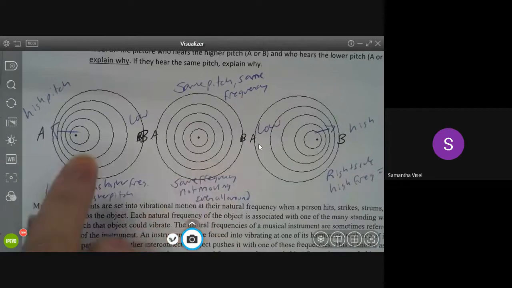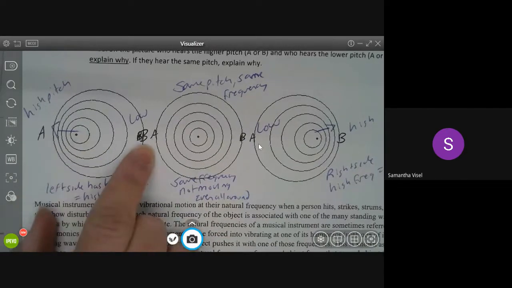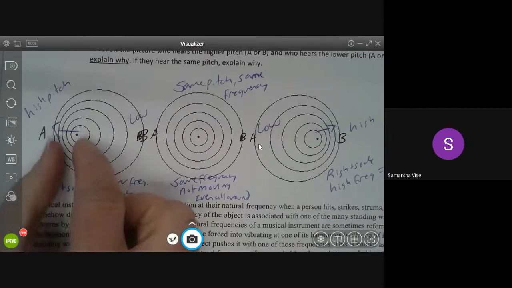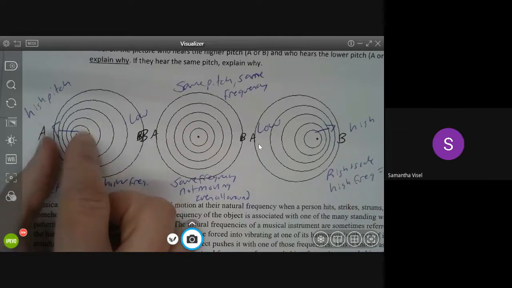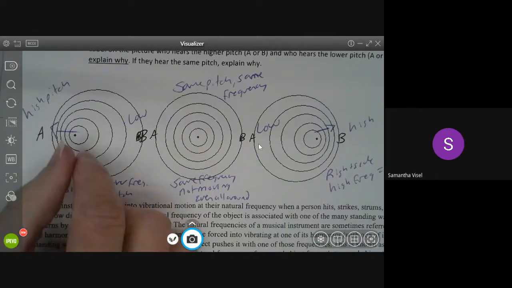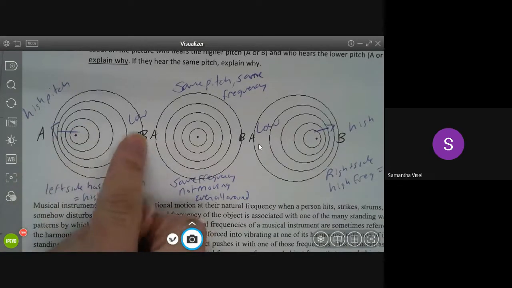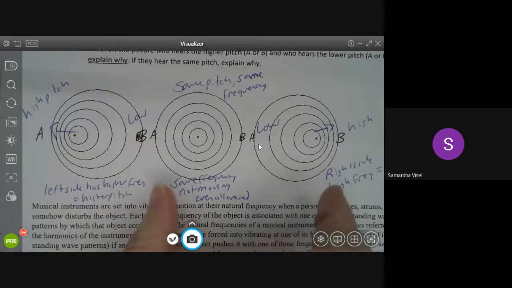So this middle one here has an object that is not moving, it's stationary, so same frequency, same wavelength, same pitch. And this one here, A would hear a higher pitch than B because my dot is moving towards A, compressing those waves in a smaller area of space, increasing the frequency of those waves. So higher frequency, higher pitch. B would hear a lower pitch because the wavelengths are stretched out and farther spaced apart.